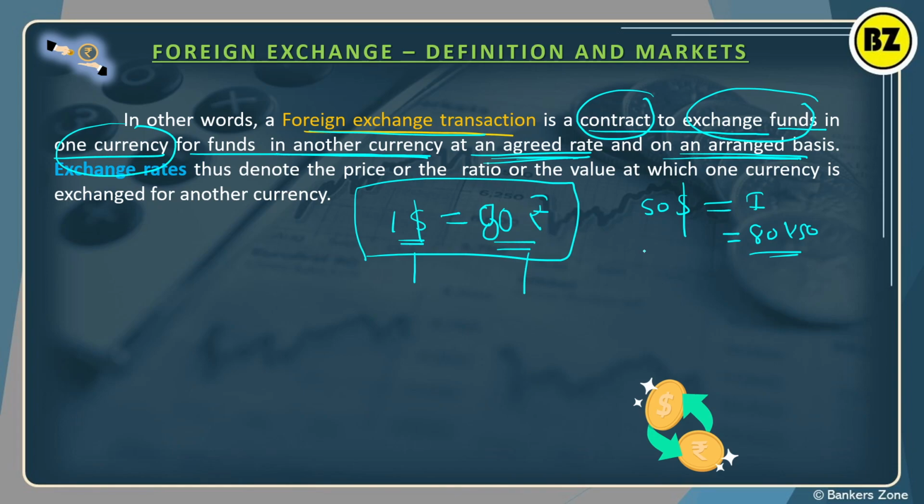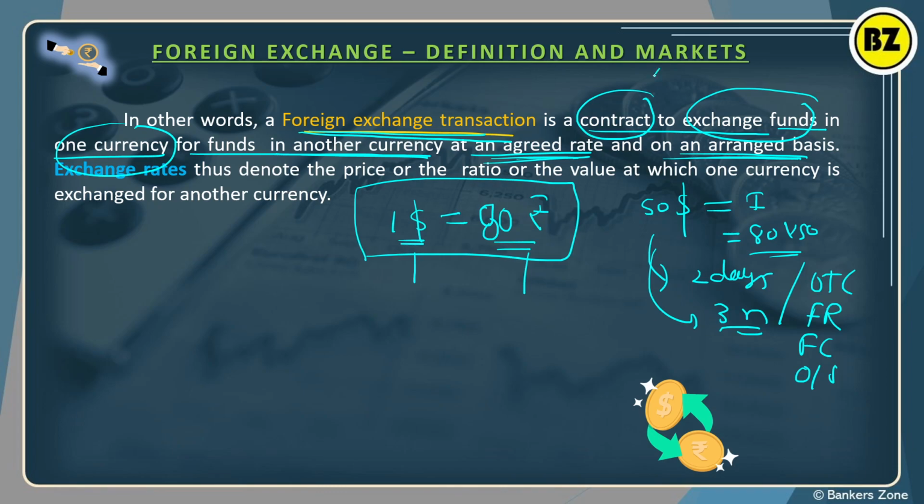So arrangement means what? I want this rate after 2 days. I will purchase this after 3 months, whatever is the arrangement. So there are different arrangements: OTC arrangements, forward contracts, future contracts, options, swaps. That we'll be discussing later. So here you just understand what a foreign exchange transaction is.